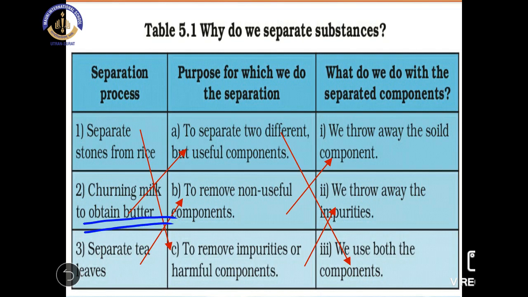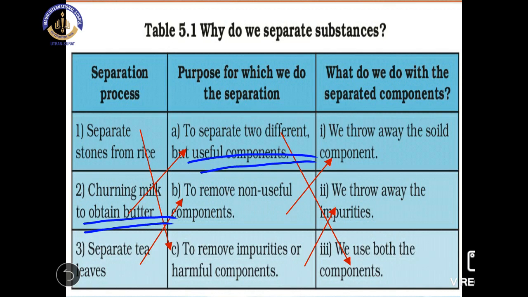Now second, churning the buttermilk to obtain butter. So why should we do that? Why should we do the churning process here? To separate the 2 different but useful components. Here the 2 different components mean buttermilk and butter. Both the components are useful for us. Buttermilk is also useful for us, and butter is also useful for us.